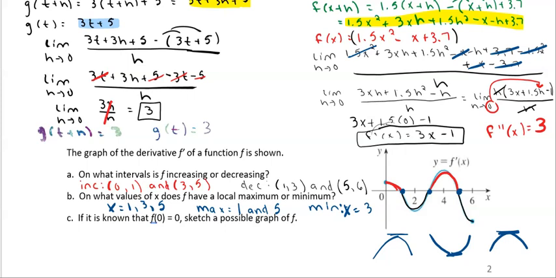So we know that f of 0 is 0. So that's giving us a starting point right here. And then we know that we were increasing until right here. So let's put a dot right there. So it was increasing, meaning it was going up. There we go. Then we know we were decreasing until here.